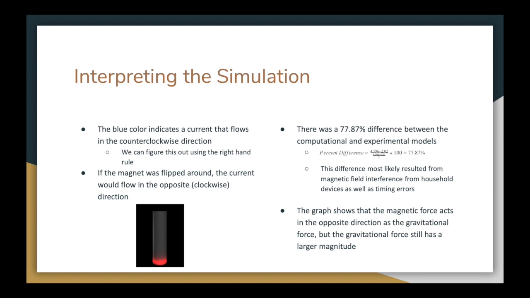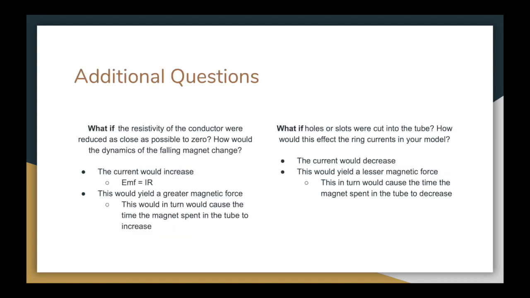the opposite direction as gravitational force, or in the positive y direction. We know this because the magnet slows down when it enters the tube. However, we also know that the gravitational force still has a larger magnitude, since the magnet continues to fall in the negative y direction. If the resistivity of the conductor were essentially zero, the current would increase, because EMF is equal to I times R.